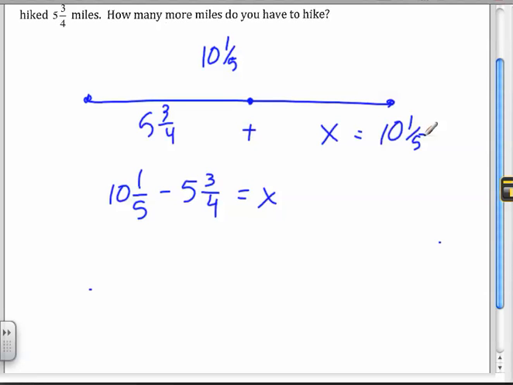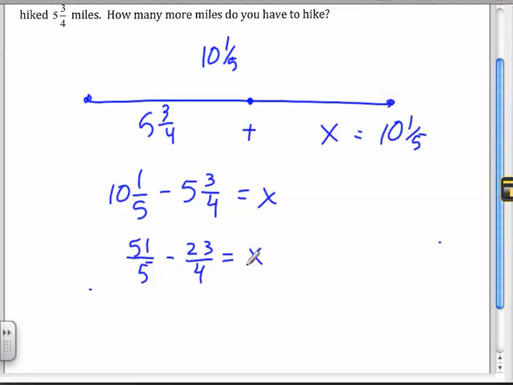Now, let's go back to Spencer. Spencer, now what do I need to do? Spencer wants to change these to improper fractions, and so he said 10 times 5 is 50. So 51 over 5. Good. Milan, why don't you take the next one for me? 5 times 4 is 20. So minus 23 over 4. Excellent job, Milan. Fantastic.